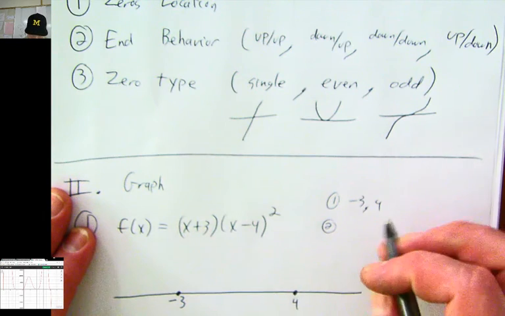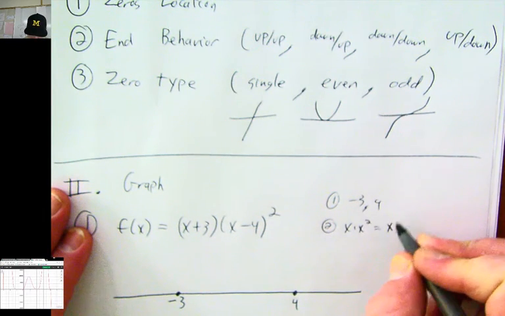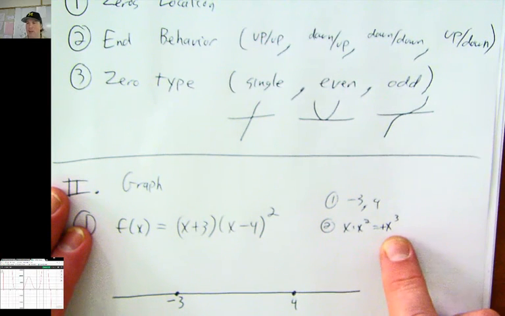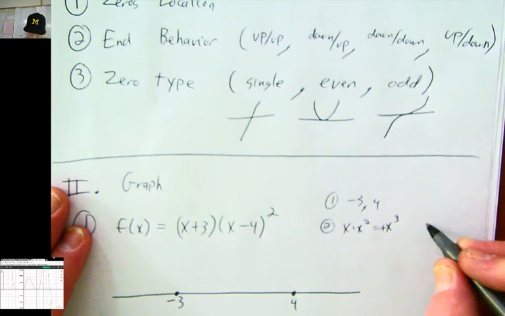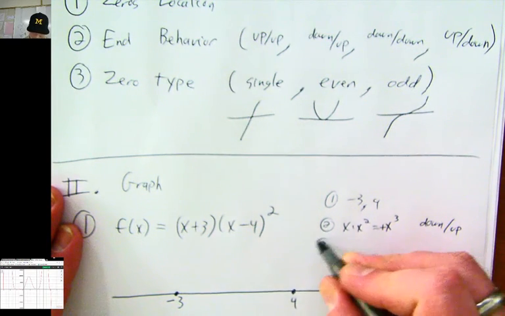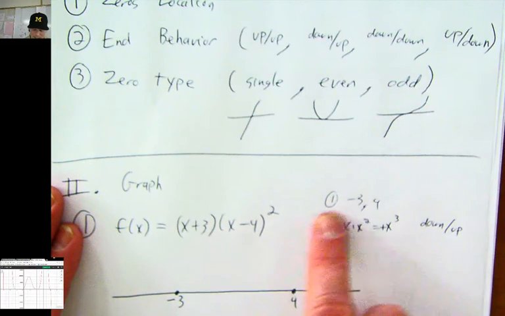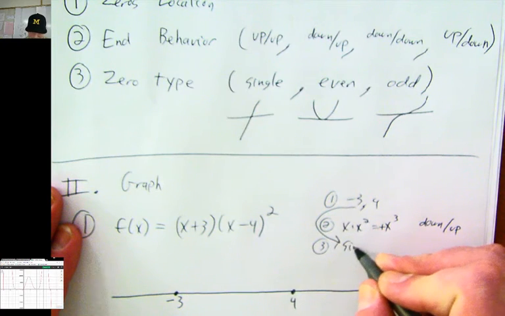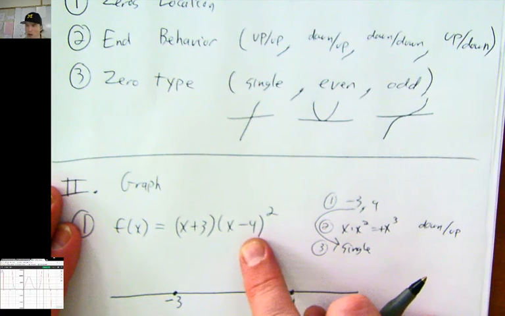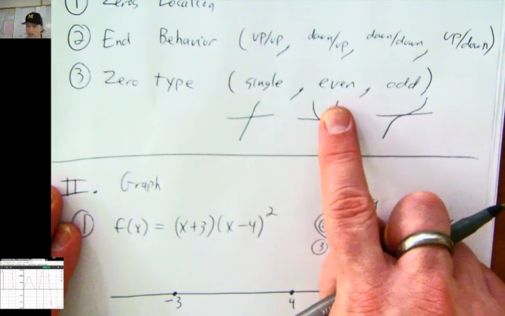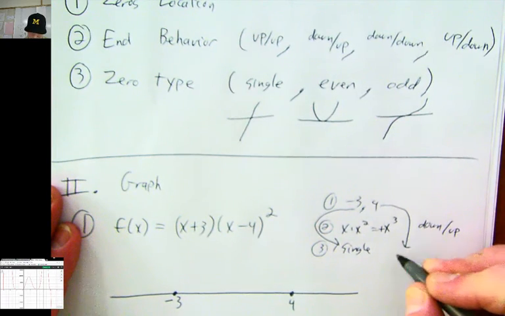This works out to be an x. X times x squared is x cubed. So it's positive x to the odd. So because it's positive x to the odd, that is down, up. And then finally, the type of 0, because negative 3 is just to that first power. Negative 3 is a single 0, and the 4, because that x minus 4 is being squared, that's a double 0, so I would want to think of that as being even.